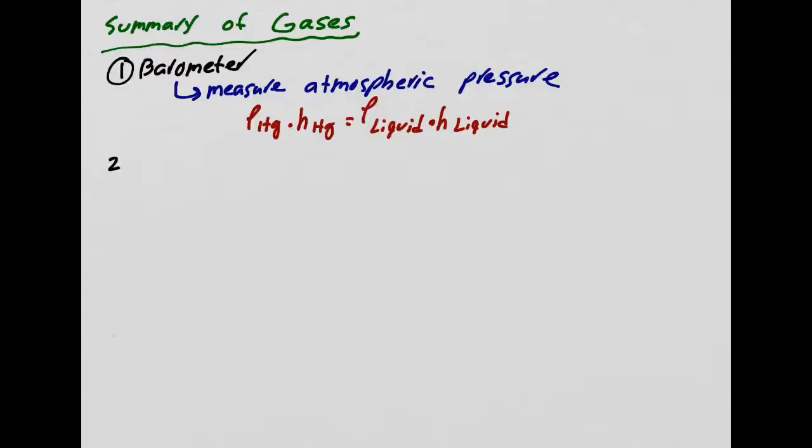Then we talked about the ideal gas law, PV = nRT. And what we said is that when you're using PV = nRT, what you really need to pay attention to are the units. You gotta pay attention to units. What we need is atm, liters, moles, and then Kelvin.